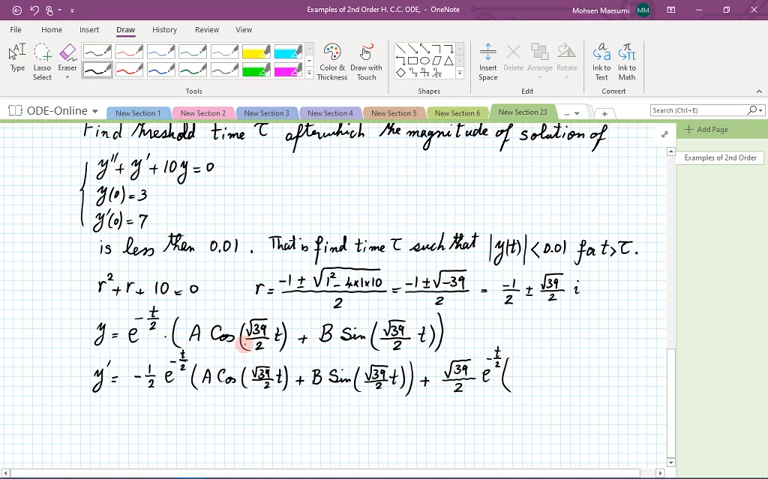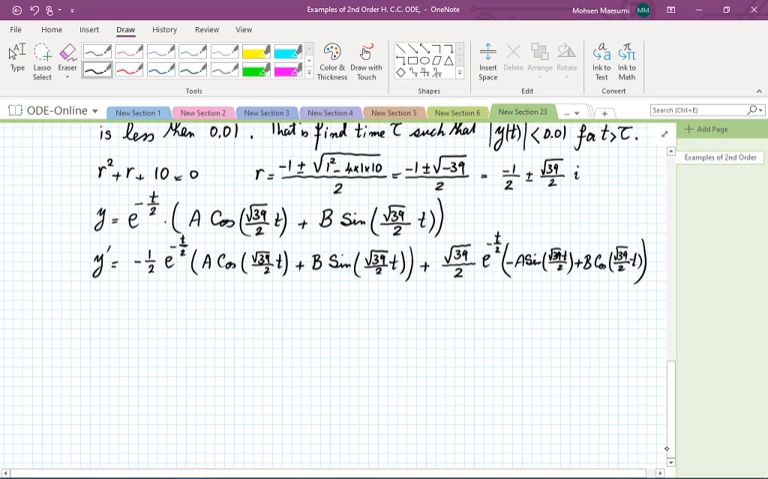You remember the derivative of cosine will be minus sine and the derivative of sine will be cosine. So I'll have minus a sine of that expression, and the derivative of sine becomes cosine. I will have b cosine of radical 39 over 2t. If you were not comfortable with how I wrote this or how I derived it, just go ahead and do it your own way, and then come back and compare against this.